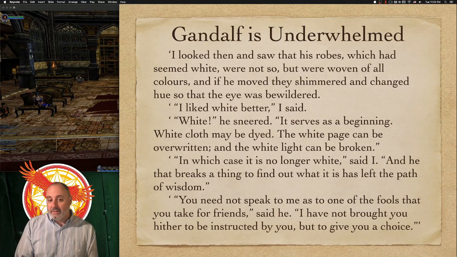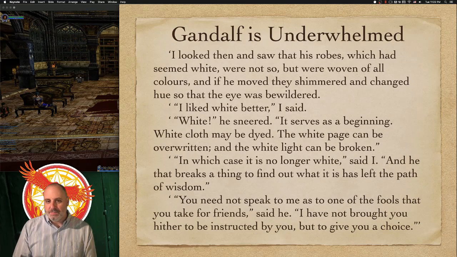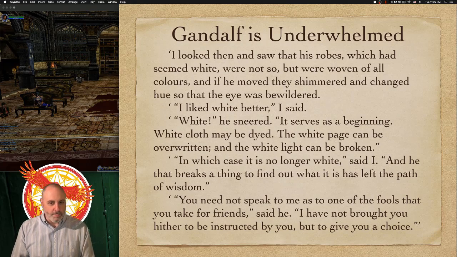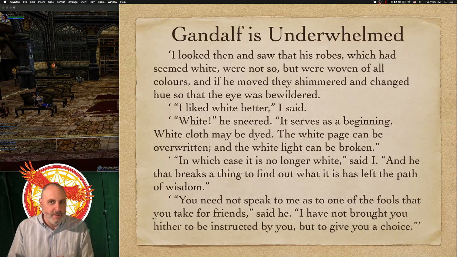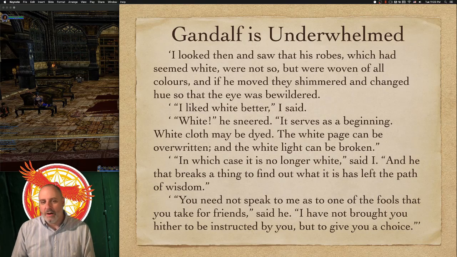The white cloth is particularly relevant because clearly Gandalf has just been noticing Saruman's robes, which used to be white. He used to wear white robes, and now he doesn't wear white robes. So his own white cloth, I don't think it has been dyed. I doubt that iridescent effect could be achieved through dye. But still, he's responding on the one hand to Gandalf's obvious visual observation, right? Is my cloth not white anymore? Pfft, no, of course not. White is the beginning. White cloth may be dyed. A white cloth can be made into any color that you want. And I want all the colors, so why should I stick with just white?